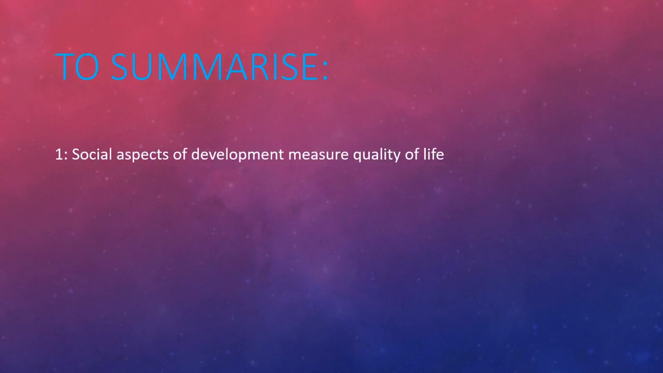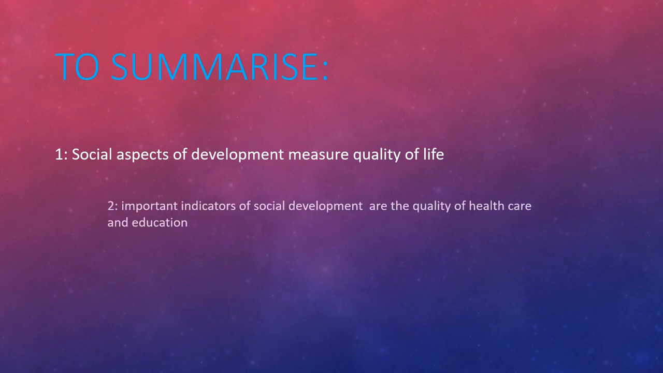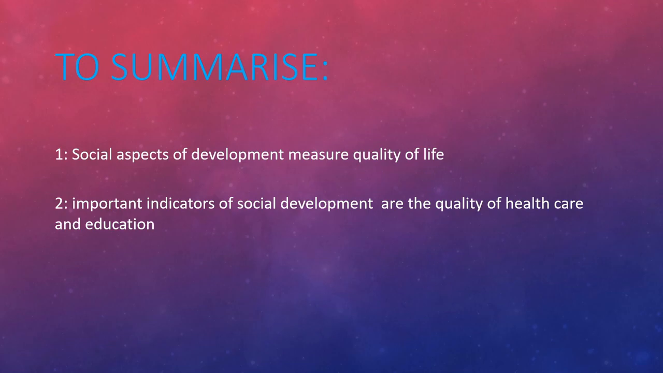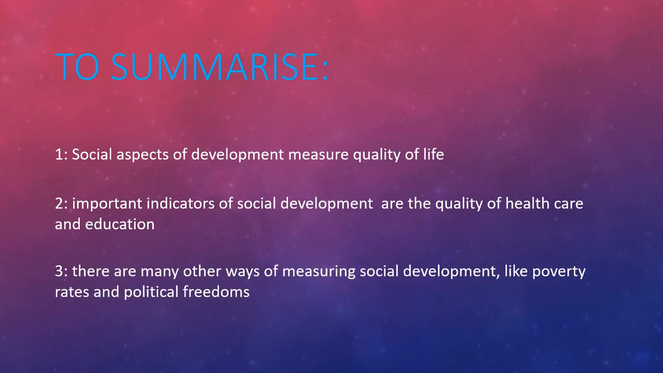Before we end the video, let's just quickly summarize what we have learned. Social aspects of development indicate quality of life of people living in a country. Secondly, we learned social development can be measured using healthcare statistics like life expectancy and infant mortality rates, and education statistics like literacy rates. And finally, we learned that some of the other ways of measuring quality of life include things like poverty rates and political freedoms.